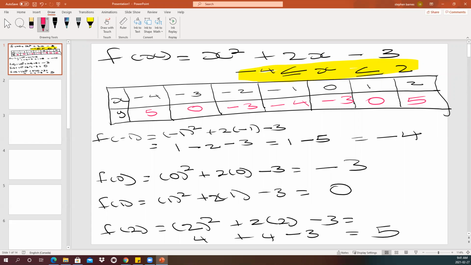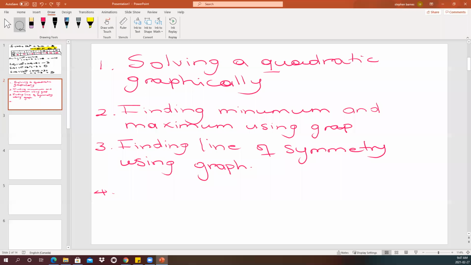So we have our table here. I'm just going to graph it, to bring up the graph and show you. So these are the things that we're going to be wanting to accomplish today with each and every one of your graphs. We're going to be looking at solving a quadratic equation graphically.